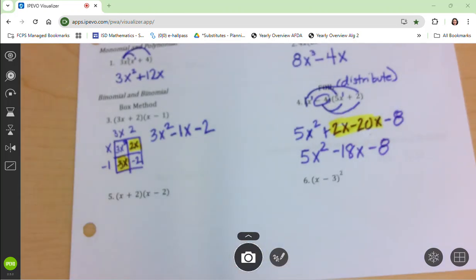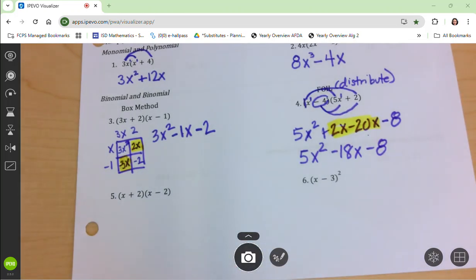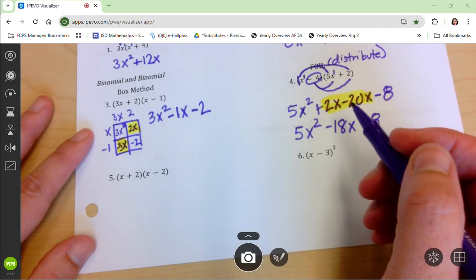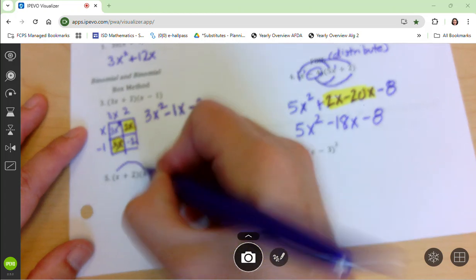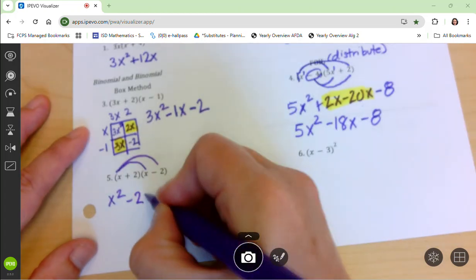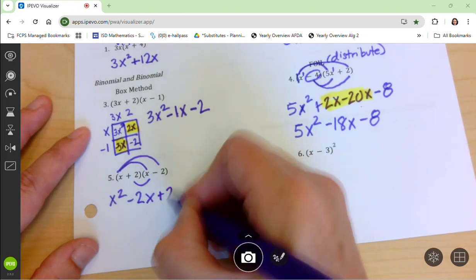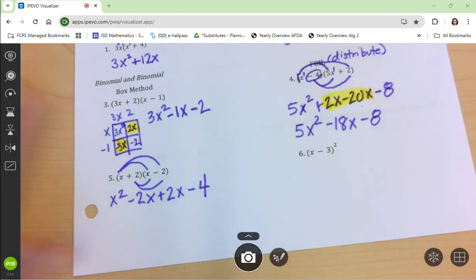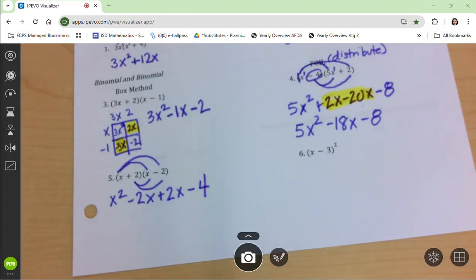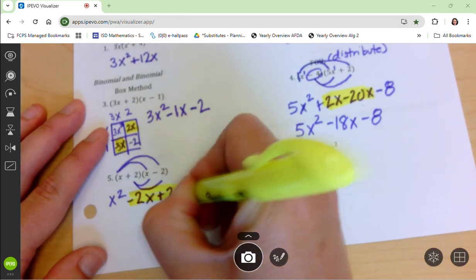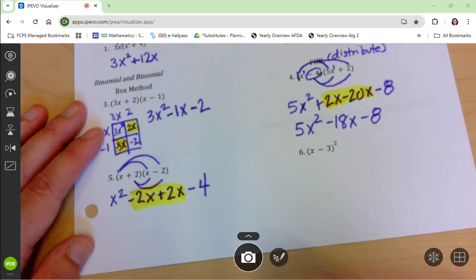All right, go ahead and do 5 and 6. Did anything interesting happen with number 5? No, nothing interesting? X times x gave me x squared. X times minus 2 is a minus 2x. Then I have a plus 2x. And then I have a minus 4. So what happened with my middle term? The negative 2x and the positive 2x cancel to make nothing. They cancel out. So you just get x squared minus 4.